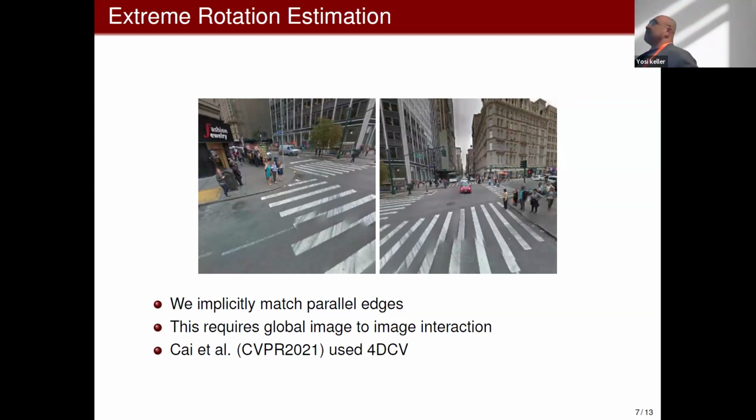So this is a typical example where we need this interaction between all elements in one image and all elements in the other image. Why? Because it's a global property. The rotation angle is a global property.